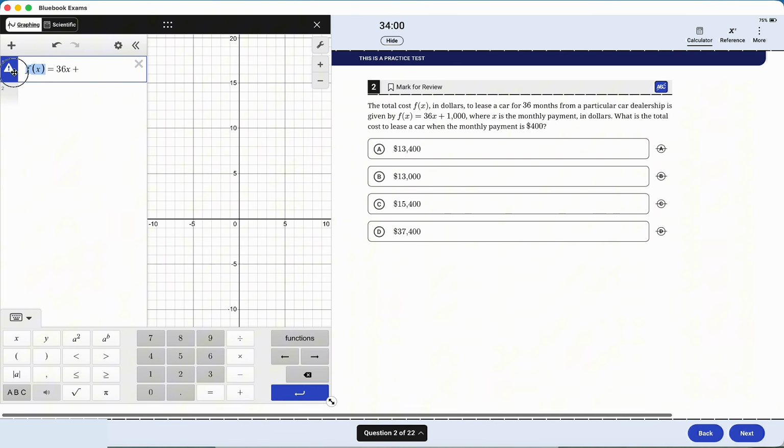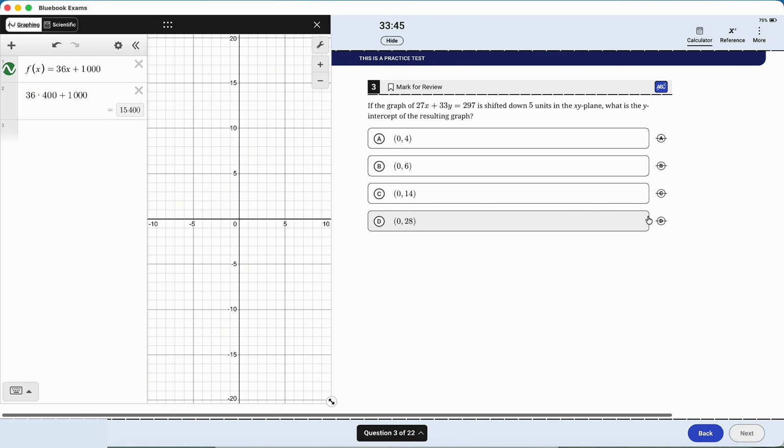I know f of x is the cost. I know x is the monthly payment, right? They've got to give you one so you can find the other. In this case, what do they tell us? They tell us just that, x, the monthly payment, is 400. So you see, we just plug that in for x and we get our answer.